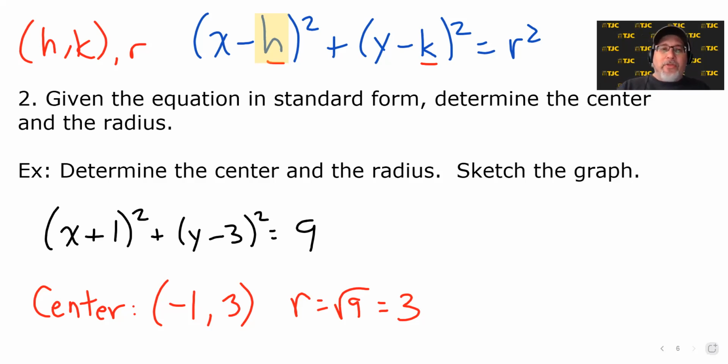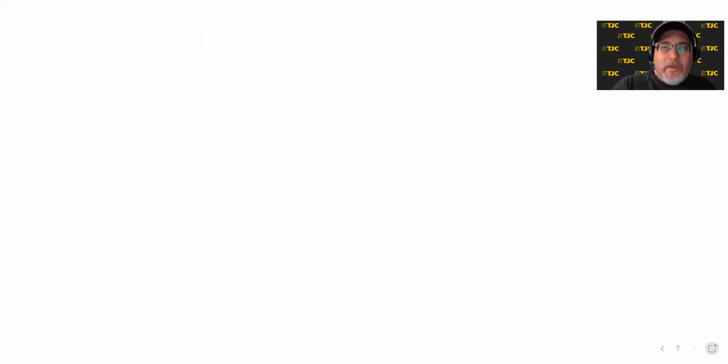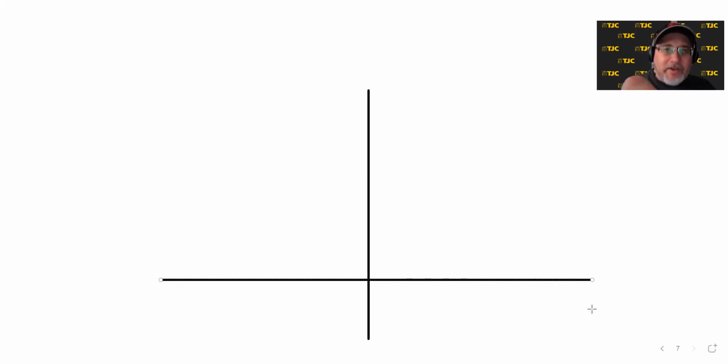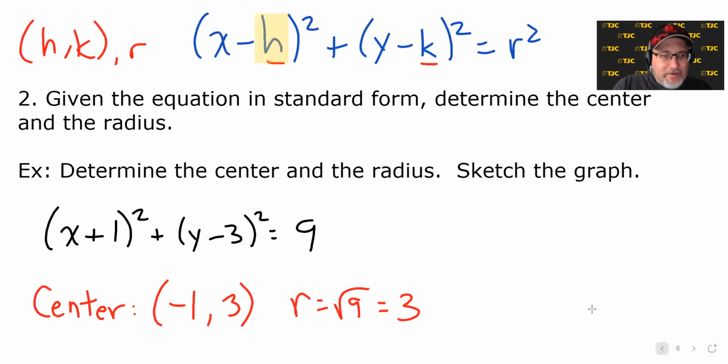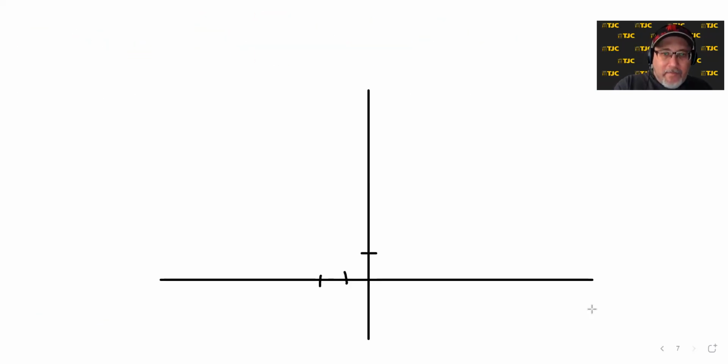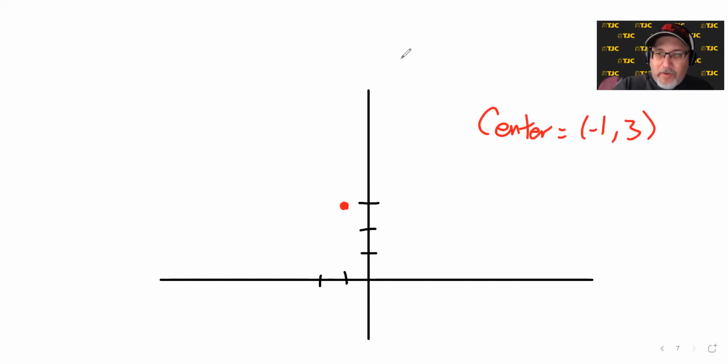Our center is -1, 3, and our radius is 3. Now, when you're drawing a graph, it helps to think about where you're going to put stuff. Our center is at -1, 3, so I have to go to the left and up. So I need some room in quadrant 2. Okay, let's mark up. Our center's at -1, 3. So back 1 and up 3. So our center is right here. Go ahead and write that over here. Center is -1, 3. And our radius was 3.